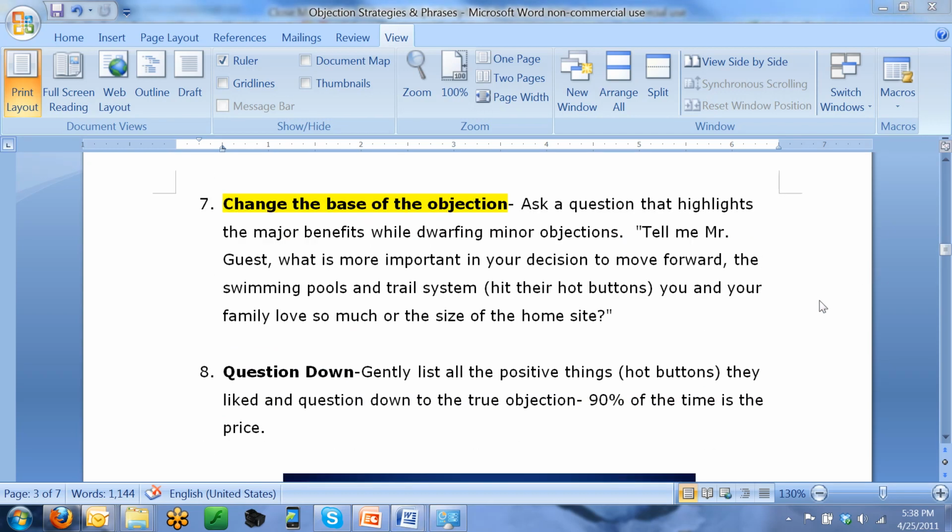Changing the base of the objection is simply like a summary close. So the example would be: tell me, Mr. Guest, what's more important in your decision to move forward? The swimming pools and trail system you and your family love so much, or the size of the home site? So you change the base of the objection to saying, well, it's really not that big of a deal in the overall scheme of things.